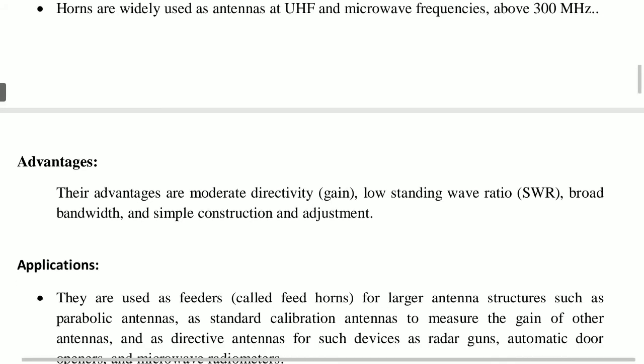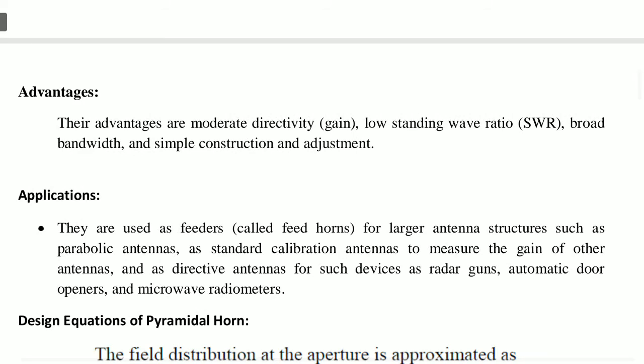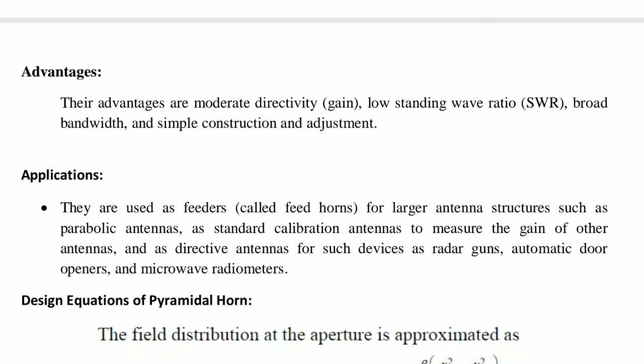So we'll move forward to the applications of this horn antenna. So they are used as feeders, or we can say feed horns, for larger antenna structures such as parabolic antennas. Also, they are used as standard calibration antennas to measure the gain of other antennas, and as directive antennas for such devices as radar guns, automatic door openers, and microwave radiometers.